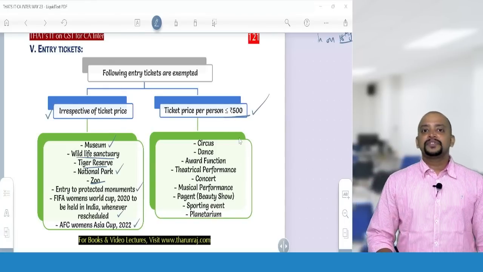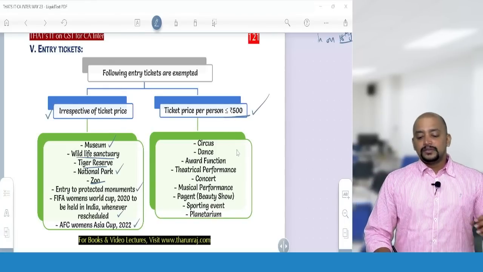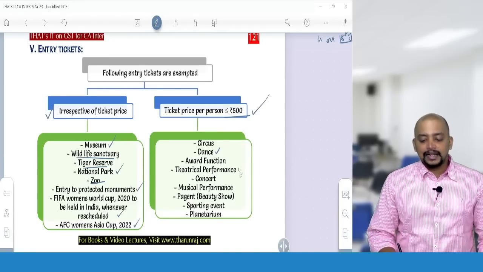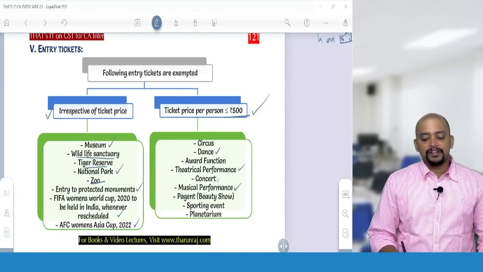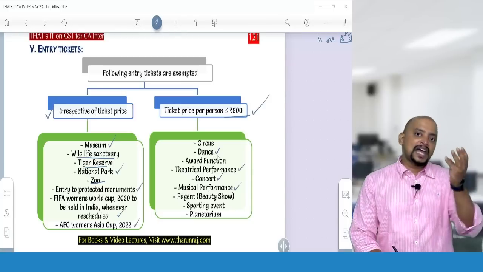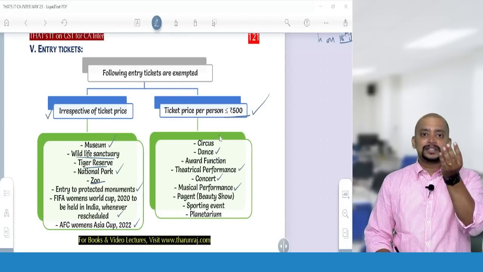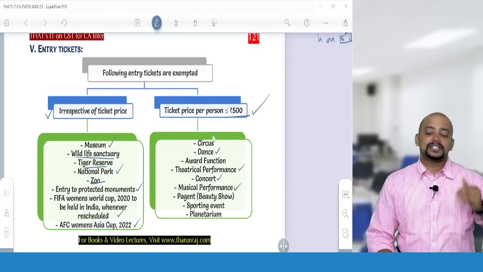In that, we have 4 performances, that is dance, theatrical performances, musical performance and concert. So dance, theatrical performance, that is drama, etc. Then musical performance and concert, these 4 are performance related.